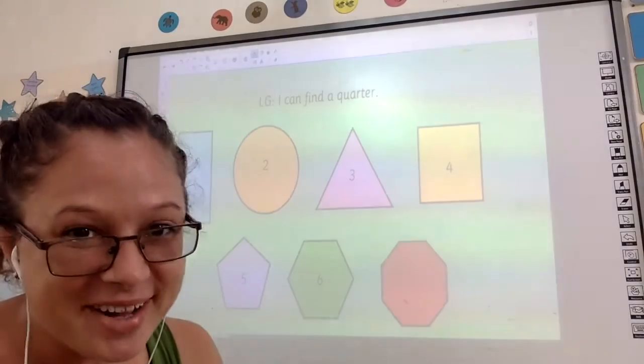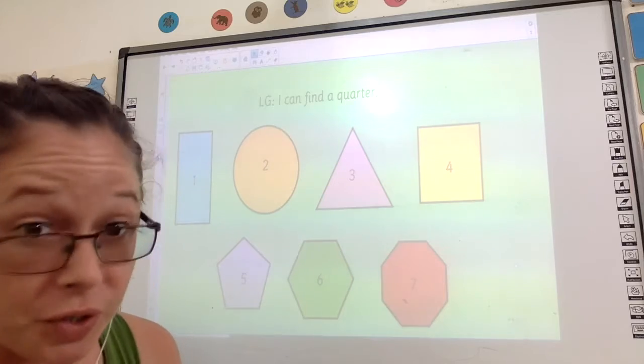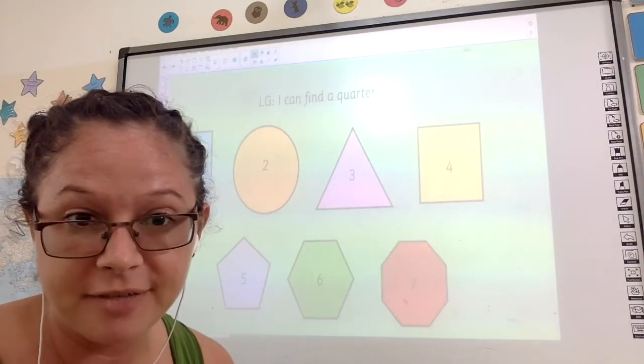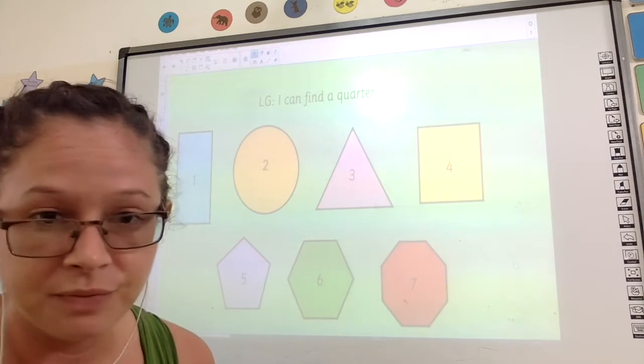Good morning, year ones. In math today, we're learning how to find a quarter. We've looked at finding a half in the past couple of days. A quarter is half of a half.